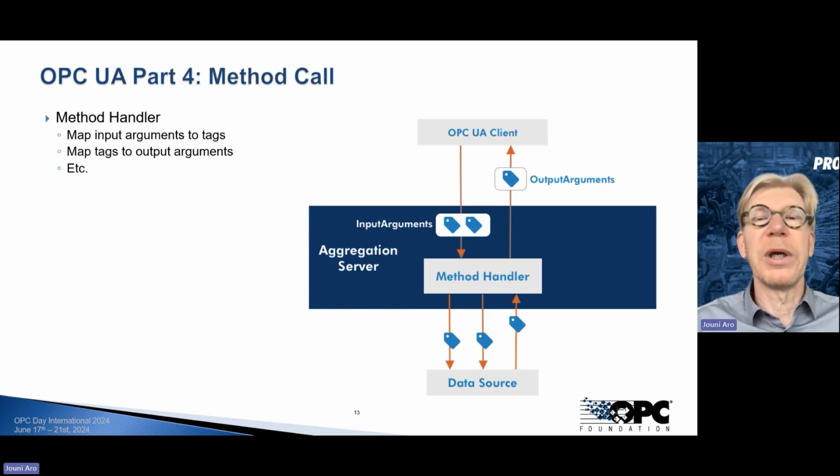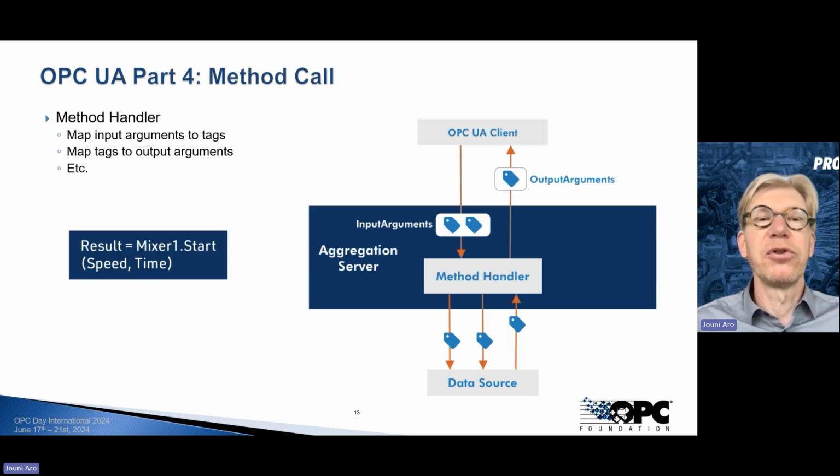So what can we do? Well, in this aggregation server, we could easily handle methods coming from higher level OPC clients and just basically map those method arguments to underlying tags, and therefore introduce a method interface, even though the original data source doesn't have such. So we could basically make a call to start the mixer with speed and time and get the result of how that start actually succeeded, or anything else that makes more sense.